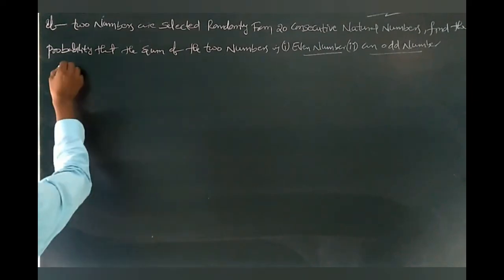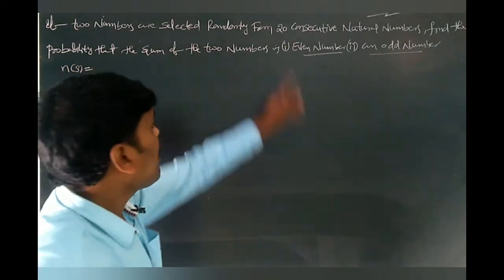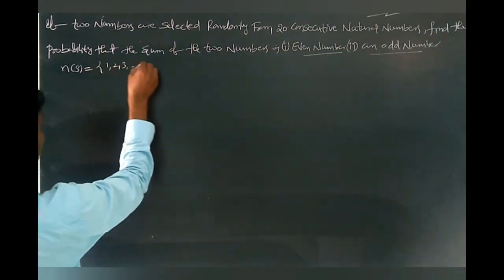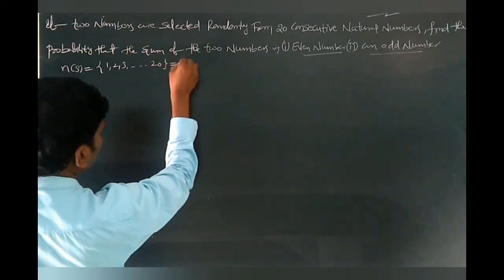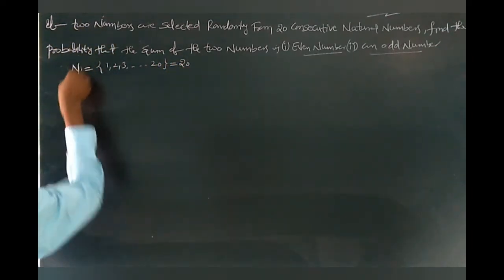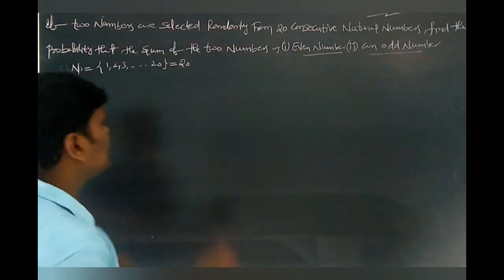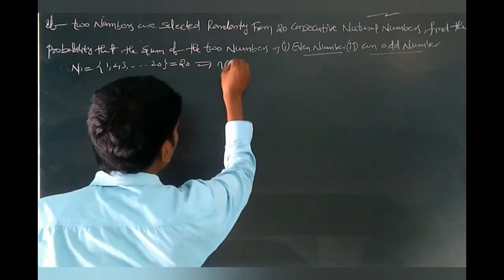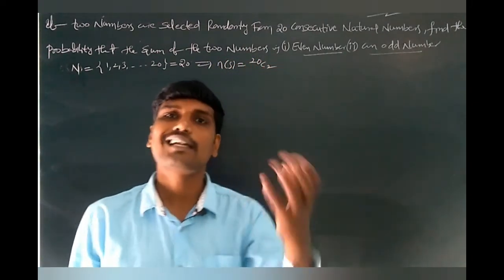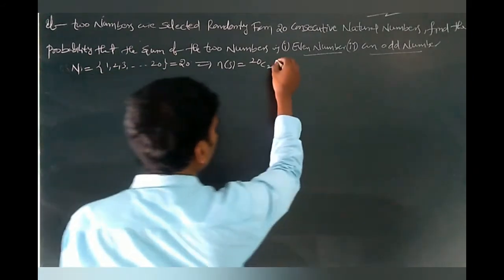First of all, the sample space. Here the sample space is 20 consecutive natural numbers, that is 1, 2, 3, and so on up to 20. In these 20 natural numbers, we have to select 2 numbers. So n(S) equal to 20C2. Since we are selecting, it is a combination. That is 20C2. What is the value of 20C2?